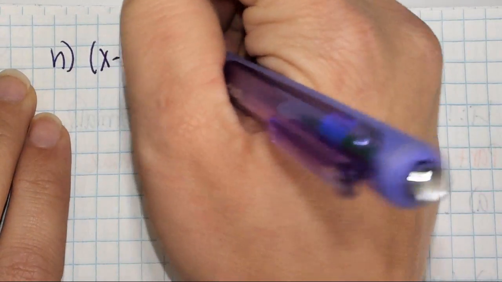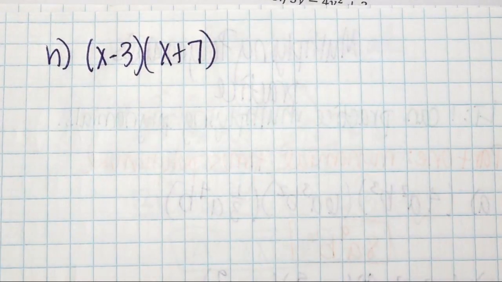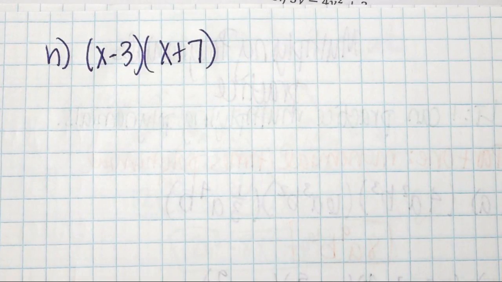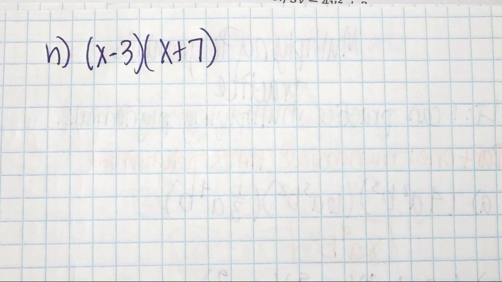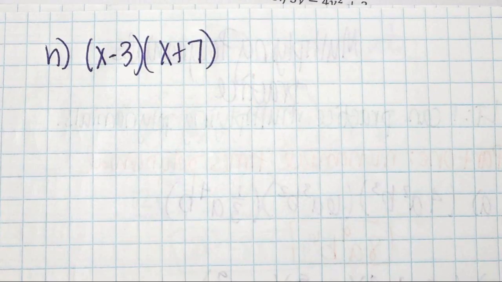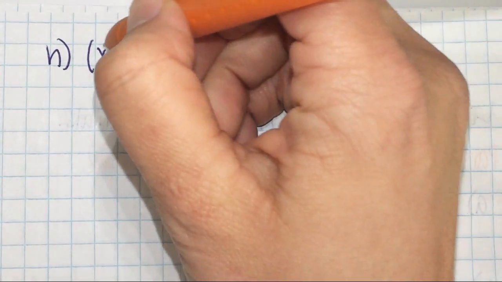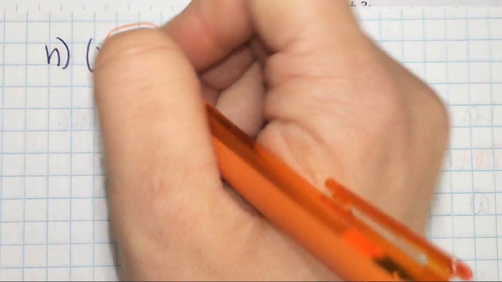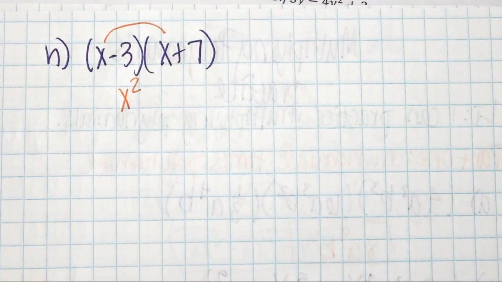x minus 3 times x plus 7. Alright, x times x is x squared, and that's the first thing we do.